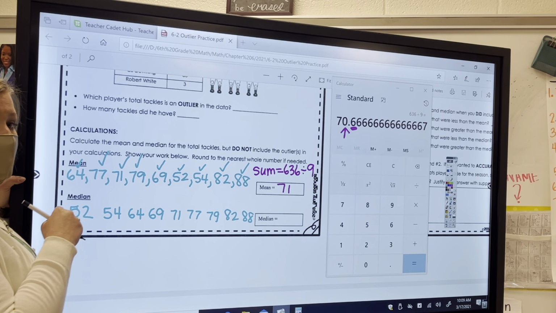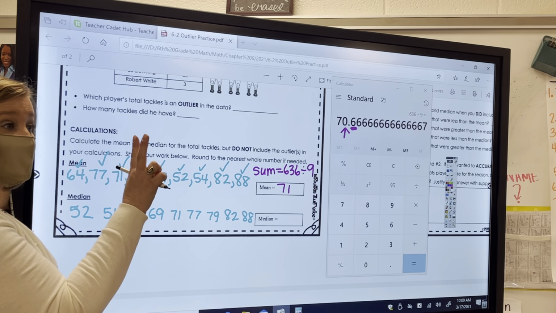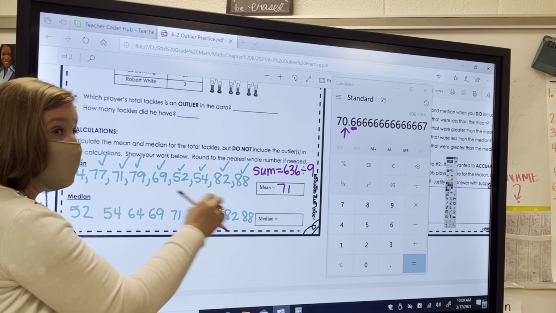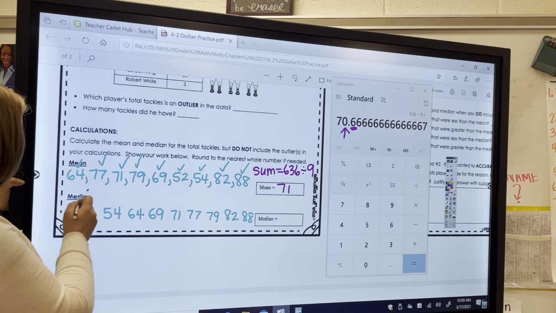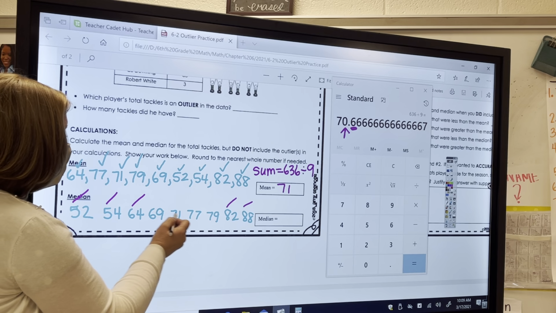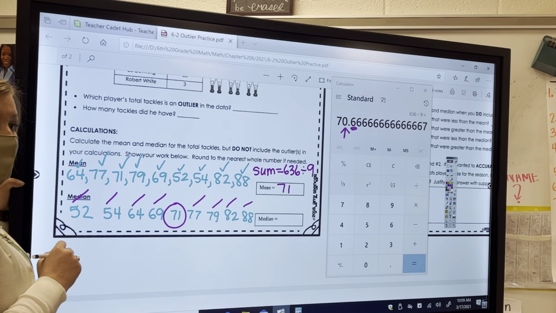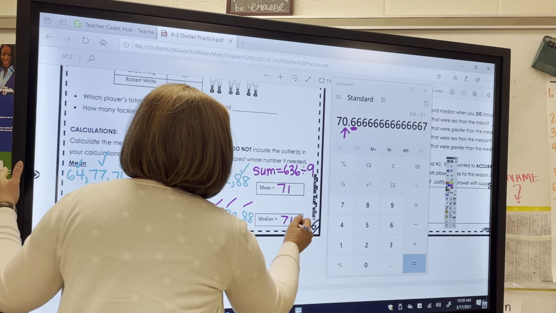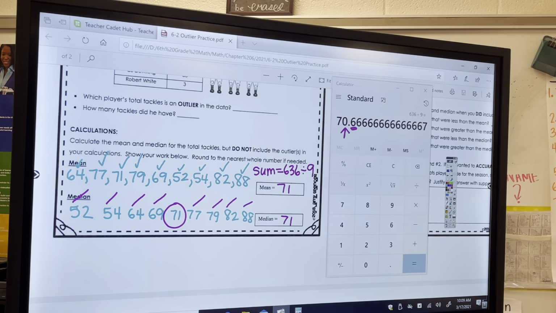Now, for the median, what do we do? First step is to order least to greatest. We've already done that. Step 2, mark off least, greatest, until we get to the middle. So, let's start. Least, greatest, least, greatest, least, greatest, least, greatest, and I'm left with 71. Our mean and our median are the same. That's right.